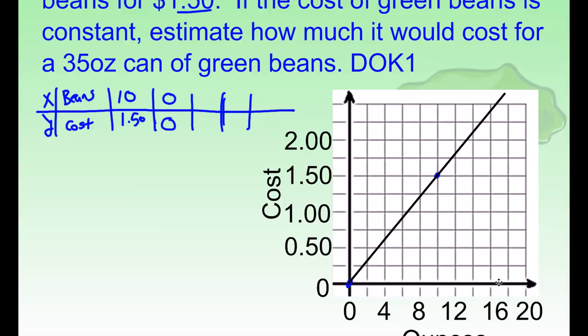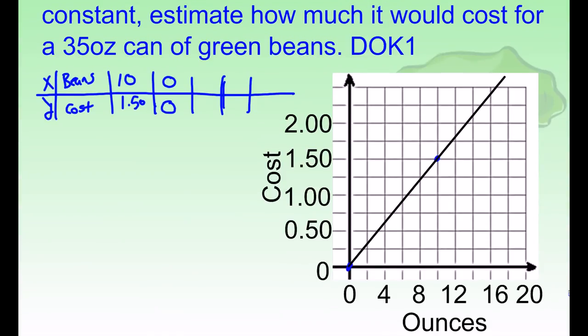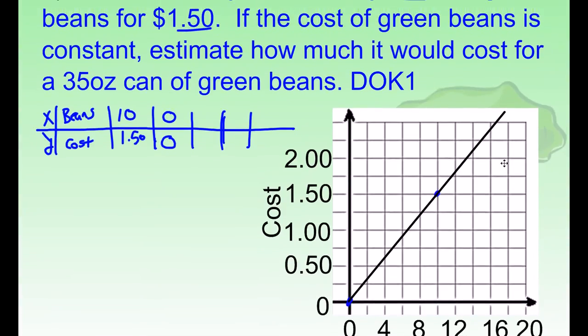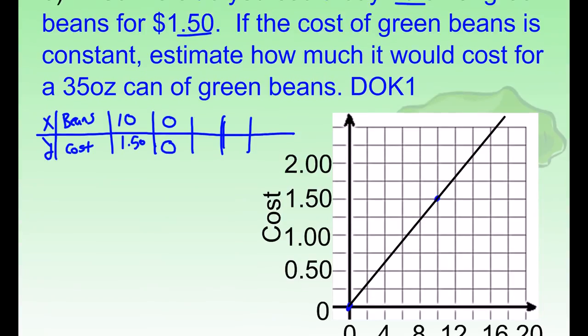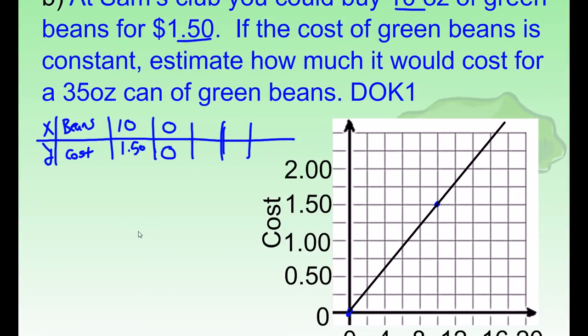Now it's asking for how much would it cost for a 35-ounce can of green beans. So we can't really use our graph because our graph doesn't go to 35 ounces. It only goes to 20 ounces here. So for me to go to 35 ounces, I've got to do a little bit more. Well, I can find the slope of this. I mean, I have 2 points, so let's do that.